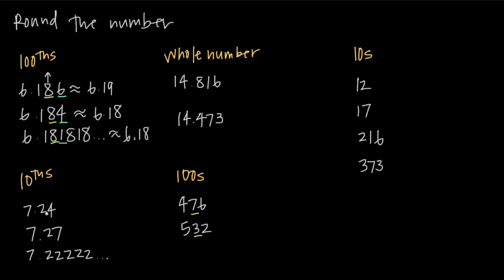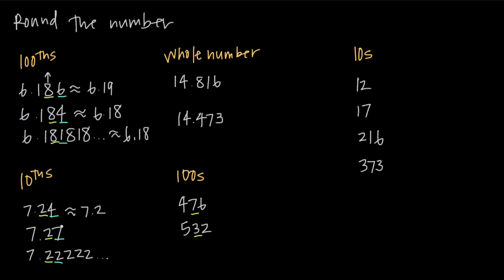Let's look at what happens if we round to the tenths place. Remember that the tenths place is the place directly to the right of the decimal, so this is the tenths place. And if we want to round to the tenths place, we're going to look at the number just to the right of the tenths place, this number here, and then we're going to use the value of that number to round to the tenths place. So because 4 is less than 5, we round down.